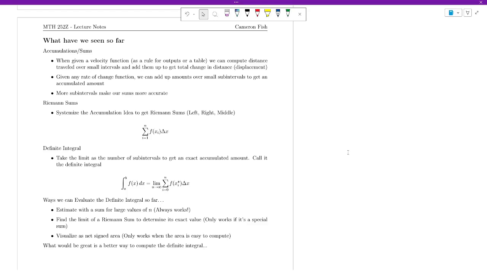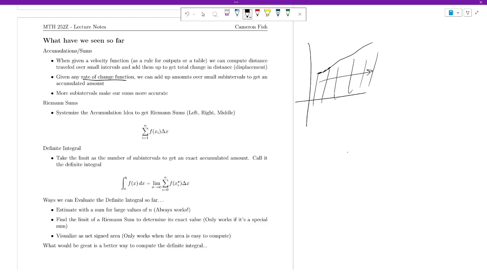And we kind of thought about that as a graph, right? This is my speed, and over this time I went so far, over this time I went so far, over this time I went so far, and we add that all up to get my total displacement. That idea works not just for velocity, but for any rate of change function.